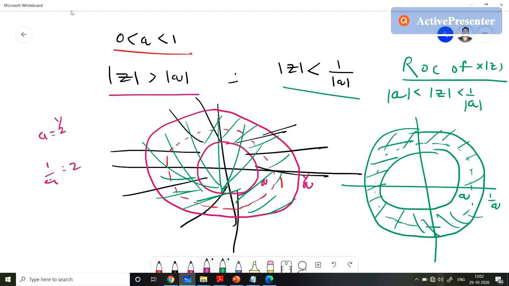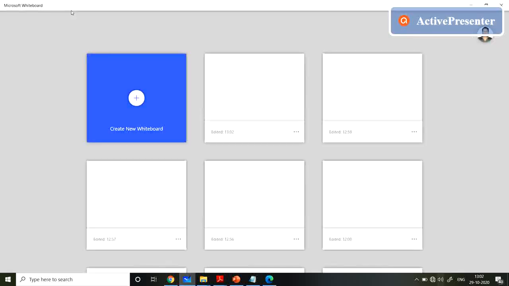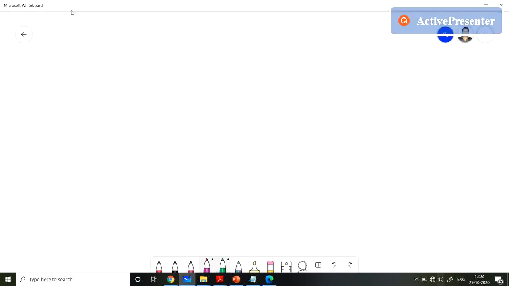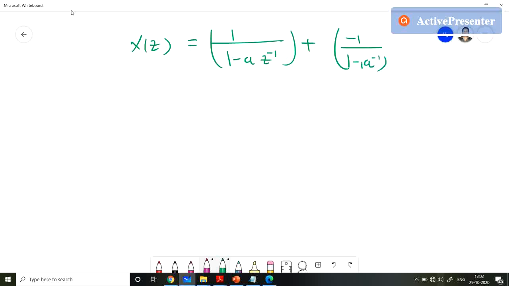Now what is the Z transform if we are taking this ROC? The Z transform is a combination of X1(z) and X2(z). So it is 1 divided by 1 minus A Z inverse, plus minus 1 divided by 1 minus A inverse Z inverse. And the ROC is A less than modulus of Z less than 1 divided by modulus of A, when A is between 0 and 1.